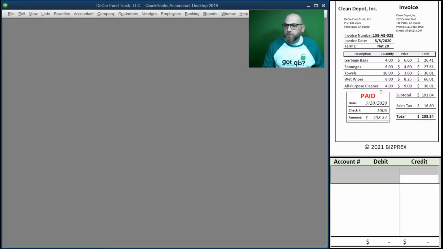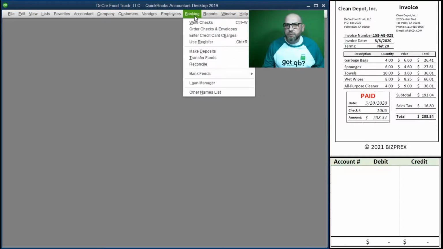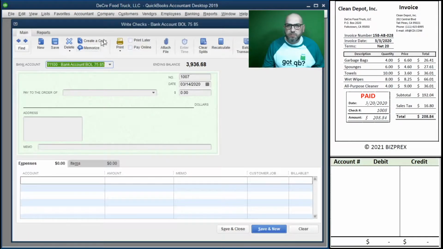Next invoice was paid with a check. So again, we're going to go and write checks. Again, please make sure this button is unclicked. If you do click it, you will not be able to input the check number because you'll have to print it and then it will automatically assign. So make sure it's unclicked. Check number 1008.